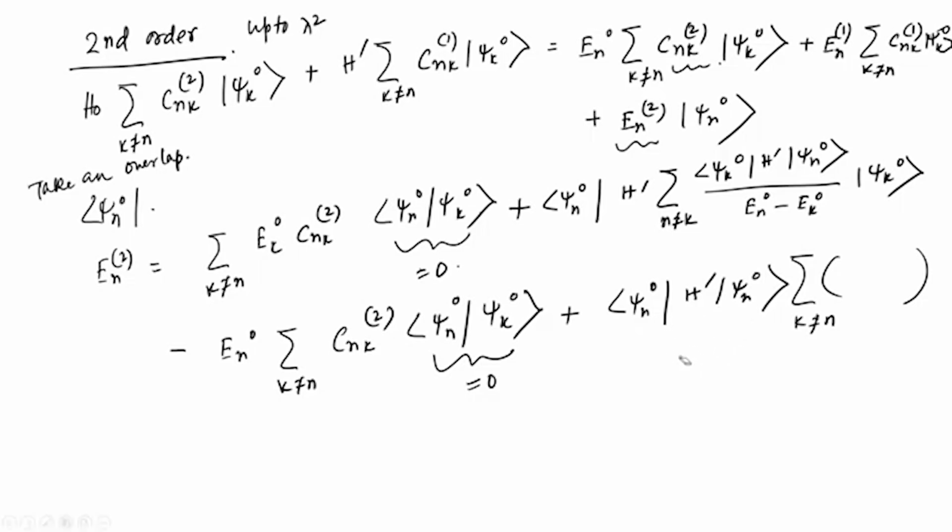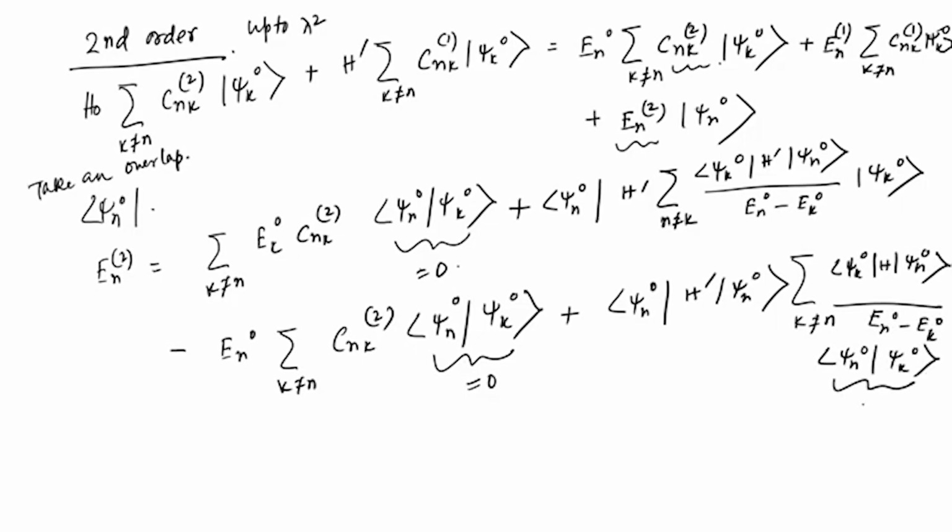So this one is okay, but then you have a term which is ψ_k^0 H′ ψ_n^0, and then you have E_n^0 minus E_k^0, and then ψ_n^0 and ψ_k^0, which is equal to 0 again. Okay. So you are left with a very small number of terms for the second order correction in energy.